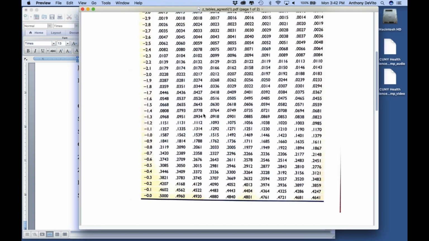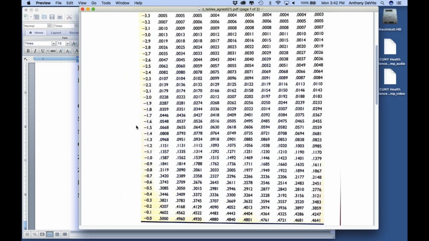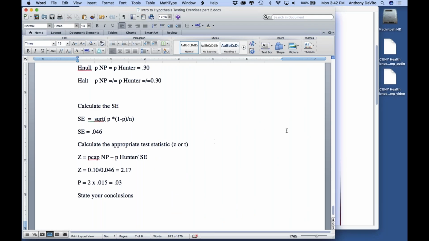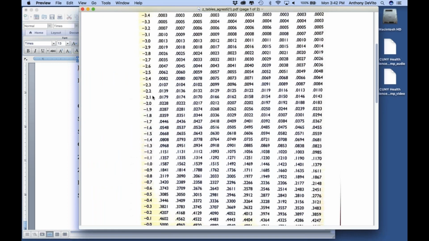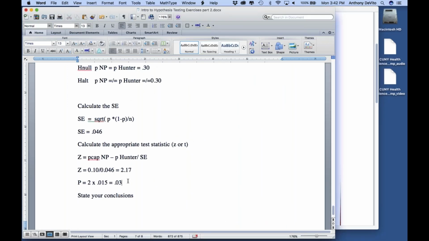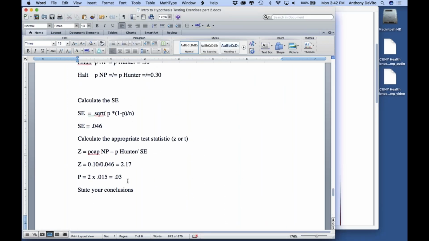Let me look it up again. What did I say was the z-score? 2.17. 0, 1, 2, 3, 4, 5, 6, 7, 0.015. See it there? So that's 1.5%, doubled is 3%, our p-value. What is our acceptable level of error, alpha? Is it less than alpha?